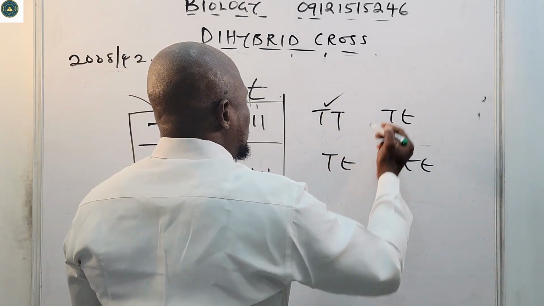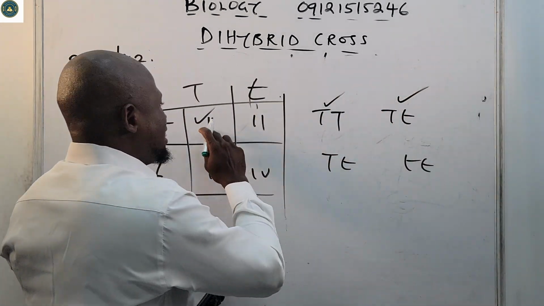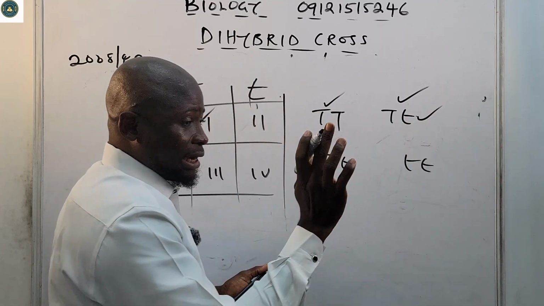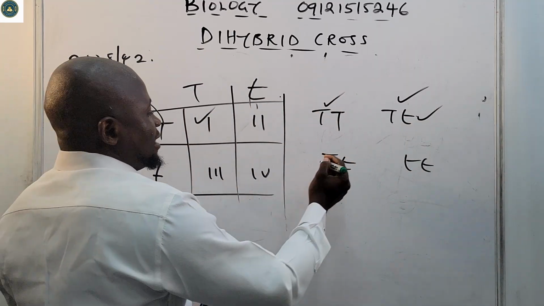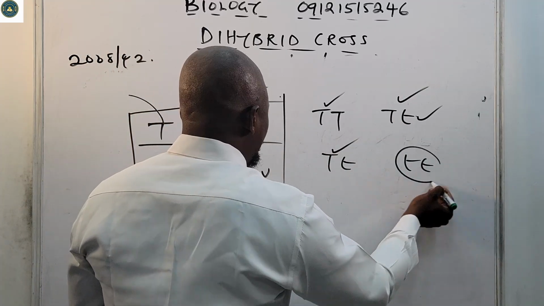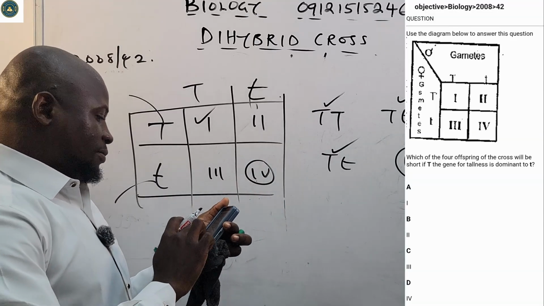Obviously, this one is tall. This one is tall. This I is tall. This II, is it tall? Yes, it's heterozygous tall. Then this III, is it tall? Yes, it is heterozygous tall. Then this IV, is it tall? No, it is short. Okay, so our answer will be IV. That is option D.